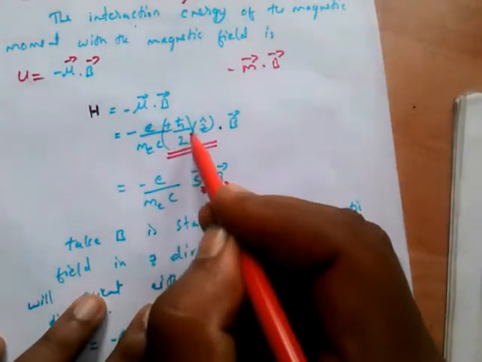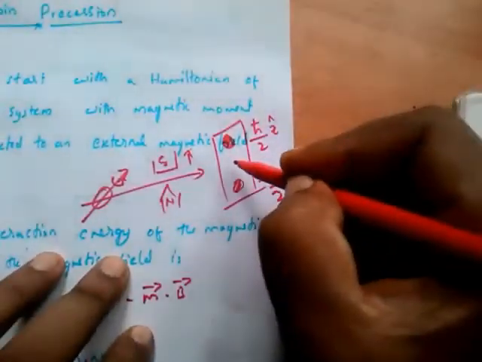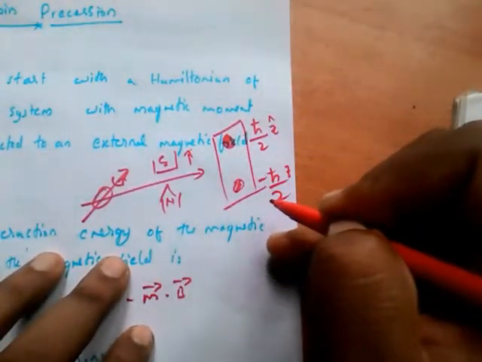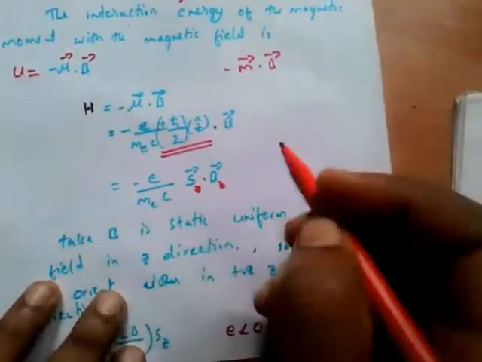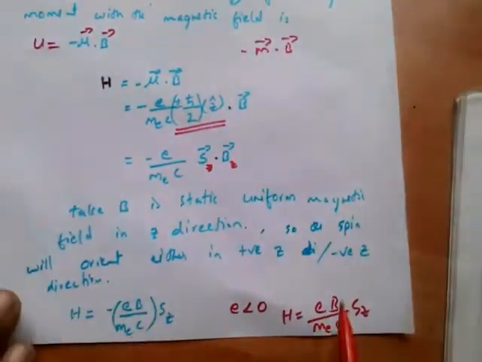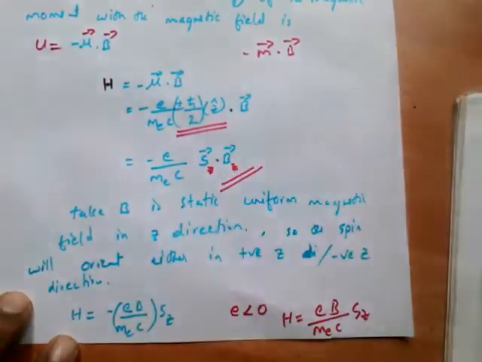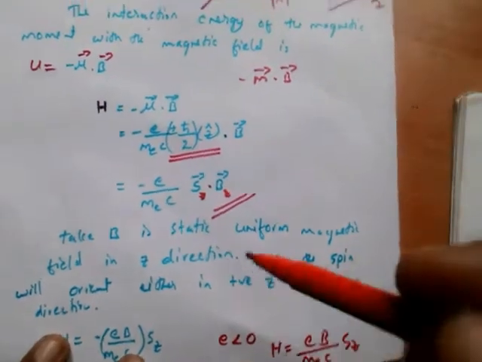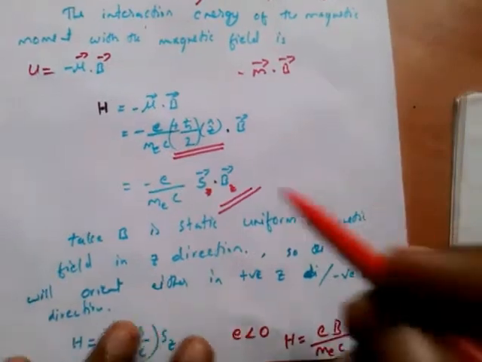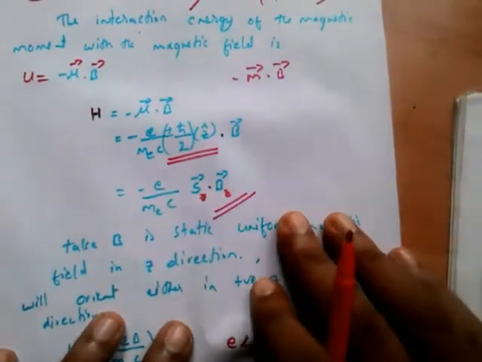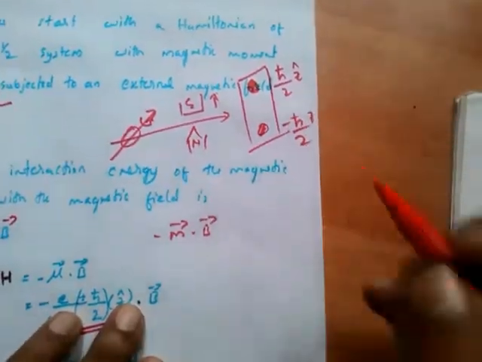This plus or minus ħ over 2, we will get whether it's going upward or downward. So that is equal to minus e over m_e c S·B. Let us consider this magnetic field B as constant, a uniform magnetic field. When we are applying a uniform magnetic field, the spin should be either in the positive Z direction or in the minus Z direction.